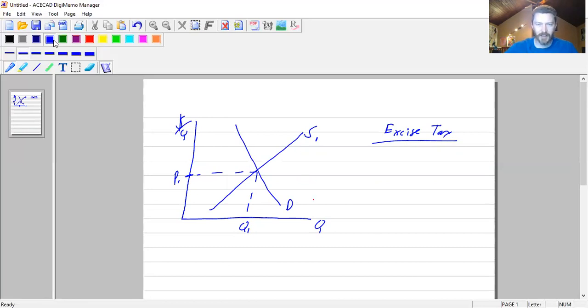Here's our regular supply, here's our regular demand. And we're going to introduce an excise tax into this market. And here we're going to assume the tax is paid by the seller. The law, the way the tax is written into law, specifies the tax is paid by the seller. So how will that tax affect this picture? How could we incorporate that tax into this picture?